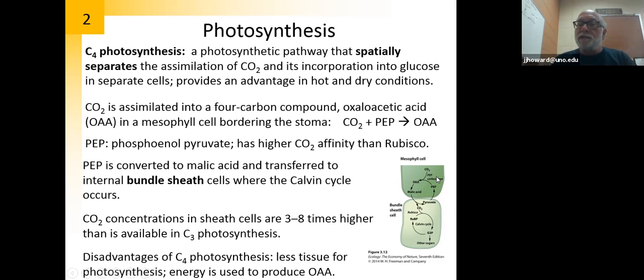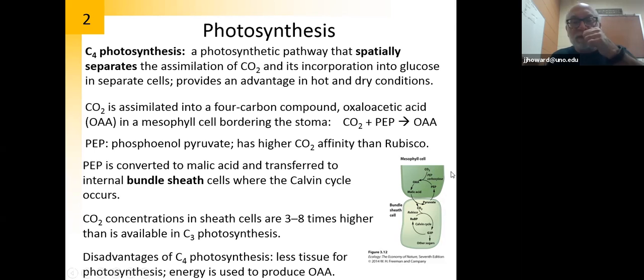Because PEP carboxylase is so much more efficient, you can close down your stoma and just live on the CO2 that's inside the cell already. If you were to try to do that with ribulose bisphosphate carboxylase, it would actually drive the reaction backwards once you got to a low level of CO2. But that's the advantage of C4 photosynthesis.